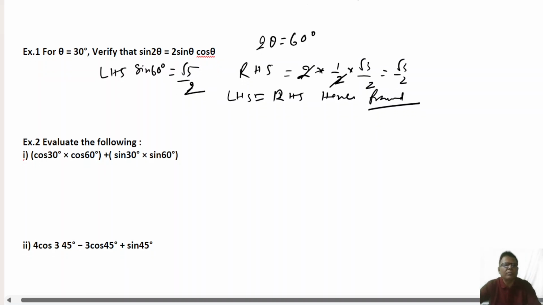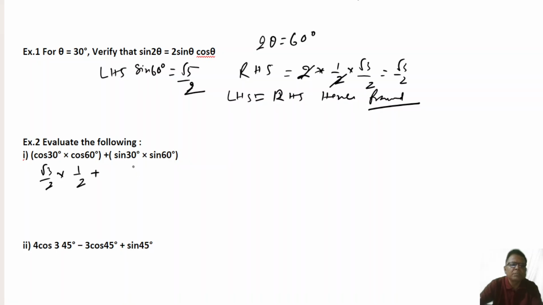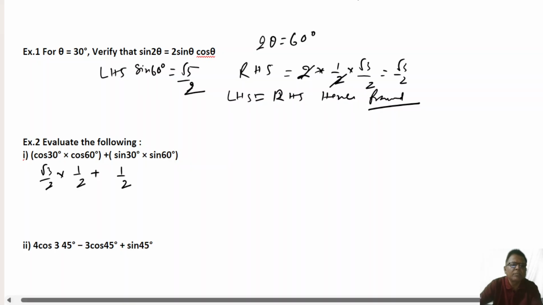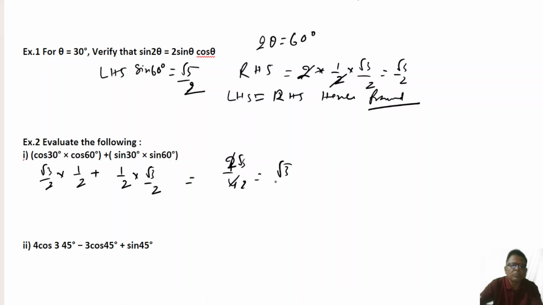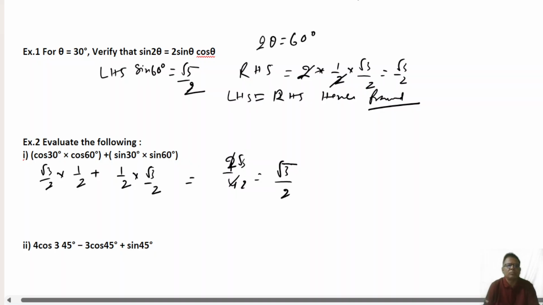Now the next question. Evaluate the following. Sine 30 degree is half, multiplied by cos 60 degree, which is half, plus sine 30 degree is half, cos 60 degree root 3 by 2. So you take 1 by 4 common, and root 3 plus root 3 is 2 root 3. So that is equal to root 3 by 2.